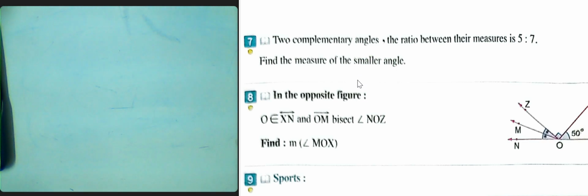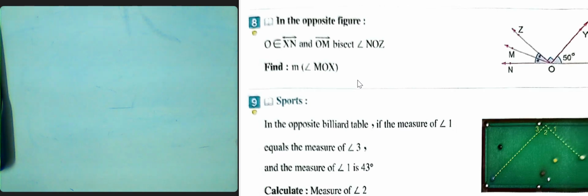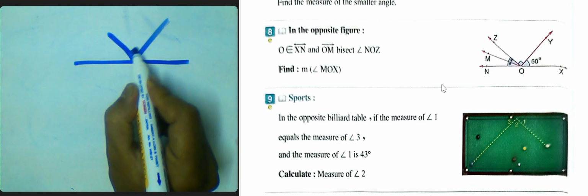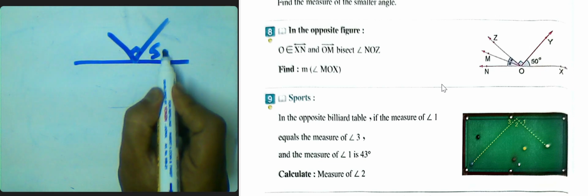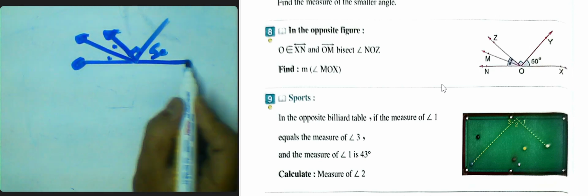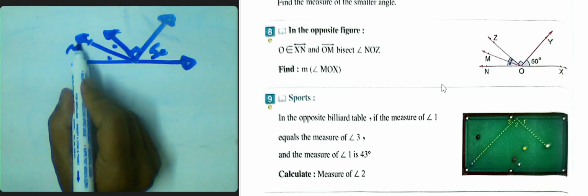Question number 8. In the opposite figure, we want to find the measure of angle MOX. MOX. Okay. I will draw this angle here. We have a right angle here, and the measure here is 50, and we have a bisector. And you will find MOX, this angle.